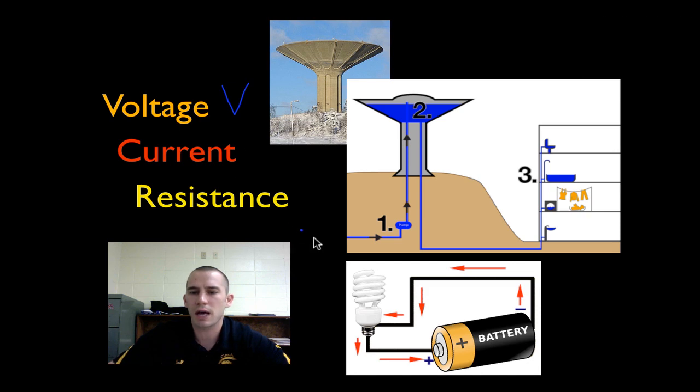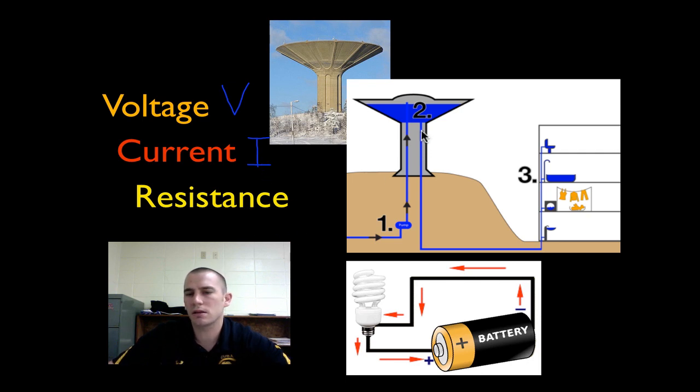If you have a 9-volt battery, then you have 9 volts of potential energy. Current is going to be like the flow of water through the pipes here, and current with electricity is represented by I.